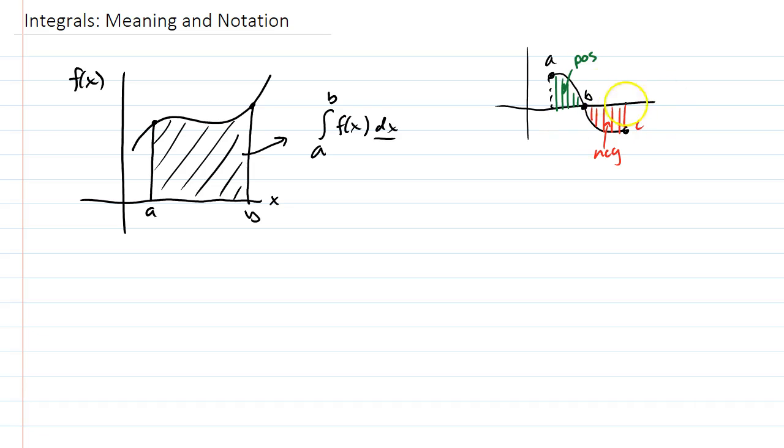So in this particular example up here, if the area that's green is equal to the area that's red, and you do the integral from A to C, the areas would cancel each other out. And so you're going to see area cancel itself out.